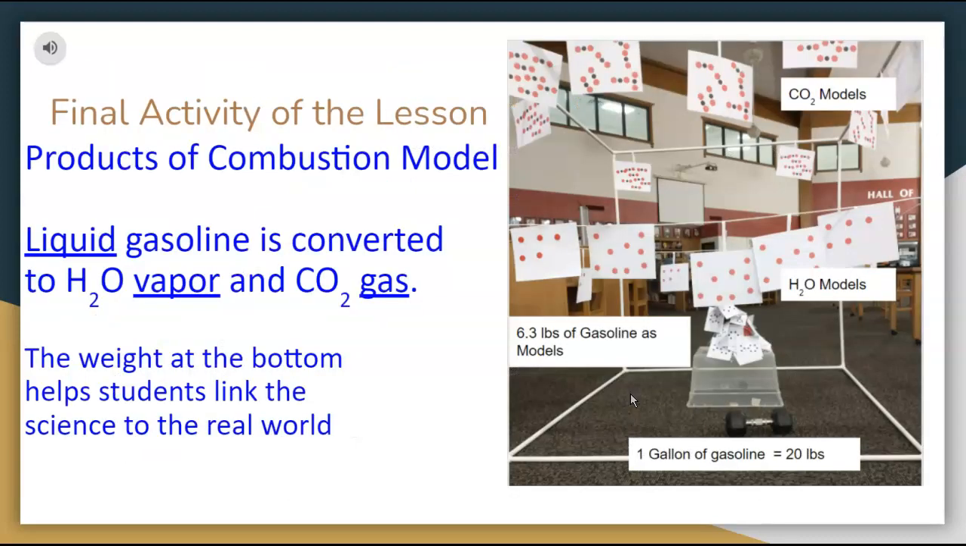This is the final activity for the lesson, and it shows the products of the combustion. Liquid gasoline is converted to water vapor and CO2 gas. The two products of combustion are shown in the 5'7" cube, which represents the volume of CO2 produced by 1 gallon of gasoline. At the very bottom, you'll see the 20-pound weight. Students like to compare that to the 6.3 pounds of gasoline that produced it.